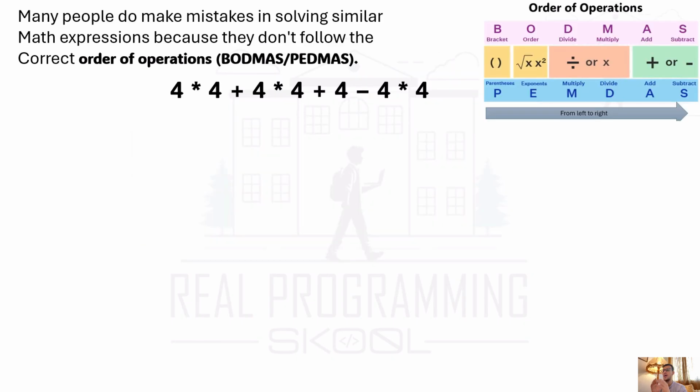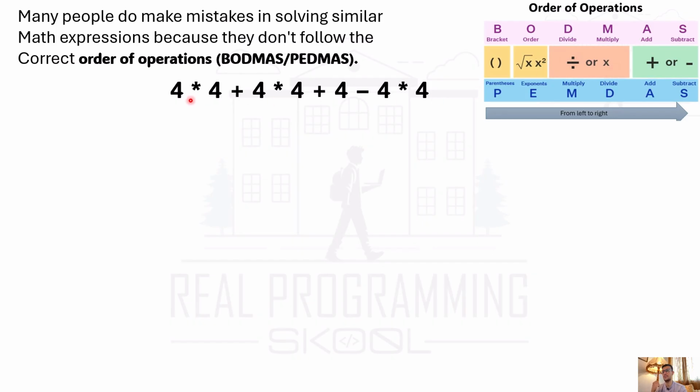All right. Many people make mistakes in solving similar math expressions because they don't follow the correct order of operations, BODMAS or BIMDAS. As we said, we have a math expression here and we want to solve it. So where do we start? Which priority do we have? Do we have brackets? No. Do we have any exponents, for example square root or power? No, we don't. So we have divide or multiply.